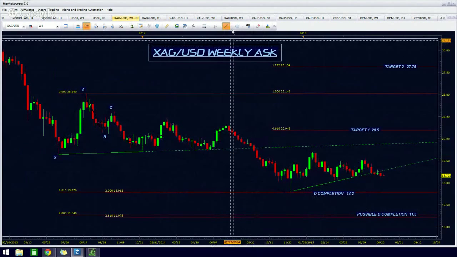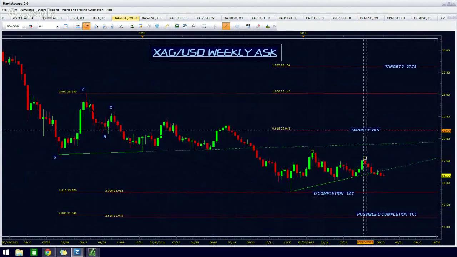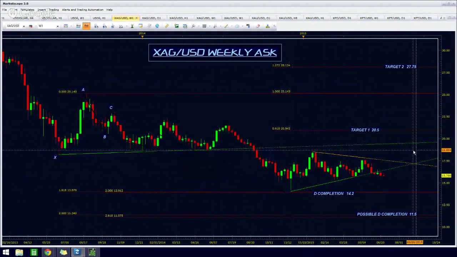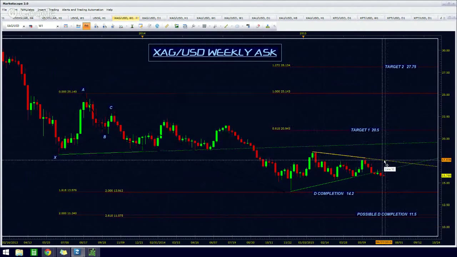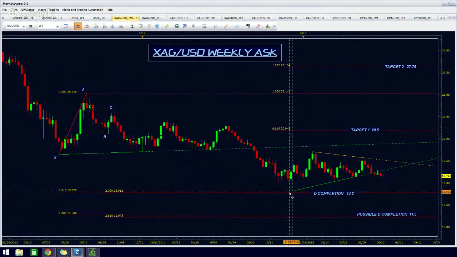Okay, my mistake there. Let me go ahead and put this on ask for drawing resistance. Swing high, extend this line, go for resistance. Okay, so this gives us a resistance level on this chart right around the 17.5 mark. From swing low to swing low.